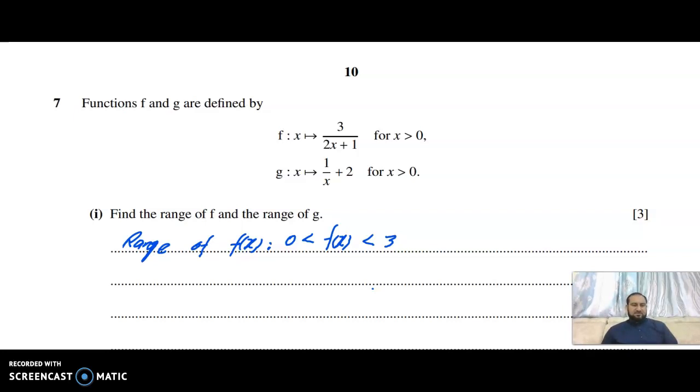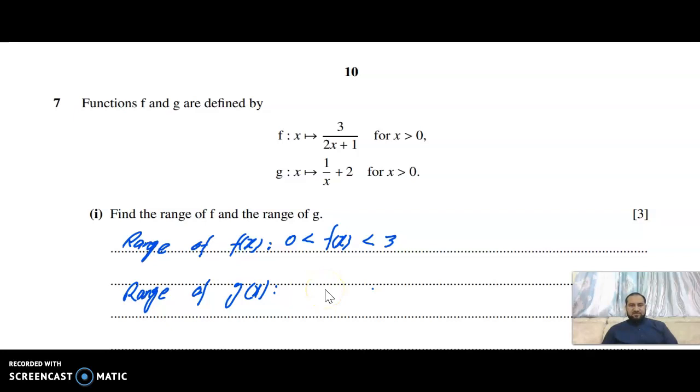Similarly for g of x, here we have a function again, 1 over x plus 2, and the domain is given, which is x greater than 0, so we need to look for the range for this function.